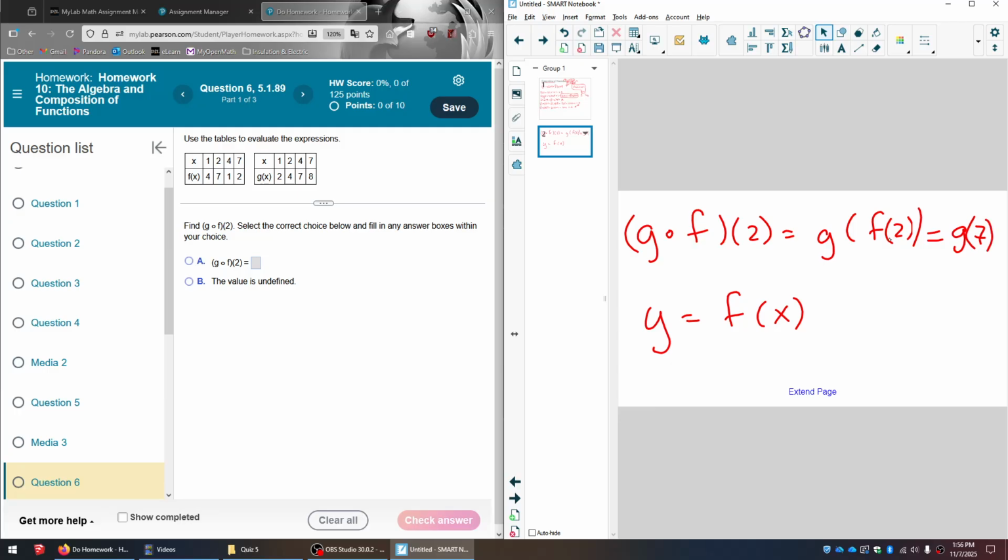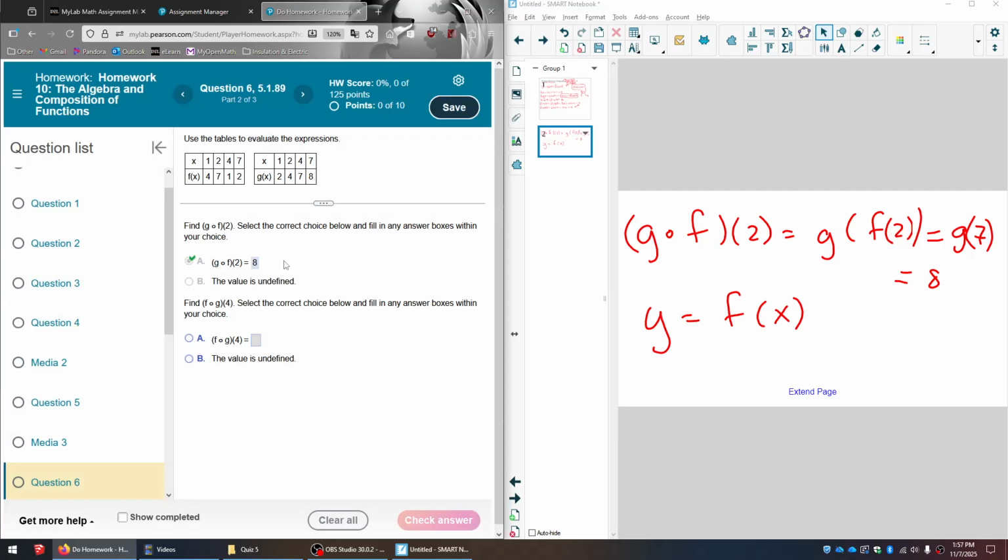I've not really calculated, but I've looked up in the table to figure out that f of 2 is 7. Then I just look up in the table and see what g of 7 is. So I go to the table for g, go up here to the x's, go over to 7, and I see that there's an 8 associated with that. So g of 7 equals 8. I'm going to try typing that in and see if that's correct. And it appears to be.